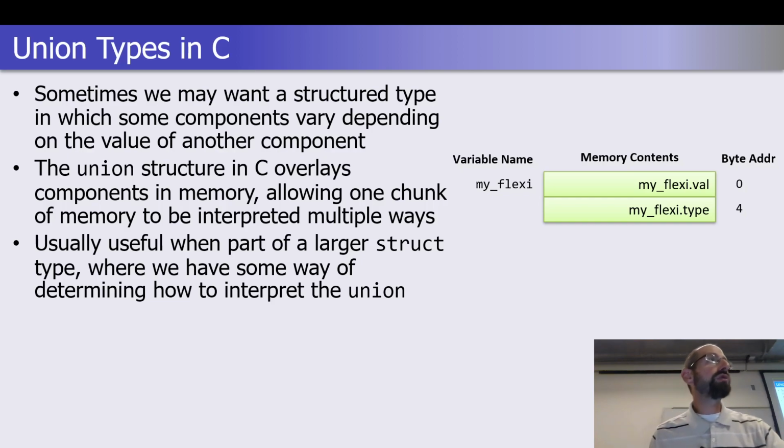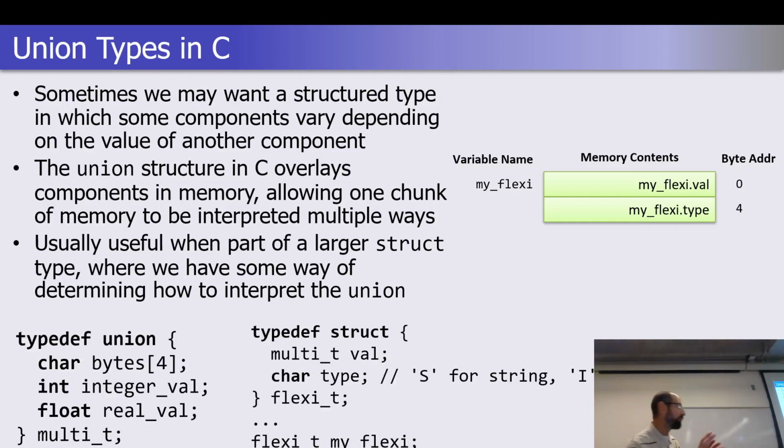One way to think about the union structure in C is that it is very similar to a regular structure, except we're overlapping the individual components and laying them on top of each other in memory, not side by side in memory. The examples I would come up with today would be very synthetic in terms of how we would use it, but it's one way if we want to have some part of some larger struct type where we have some way to determine how to interpret that individual union.